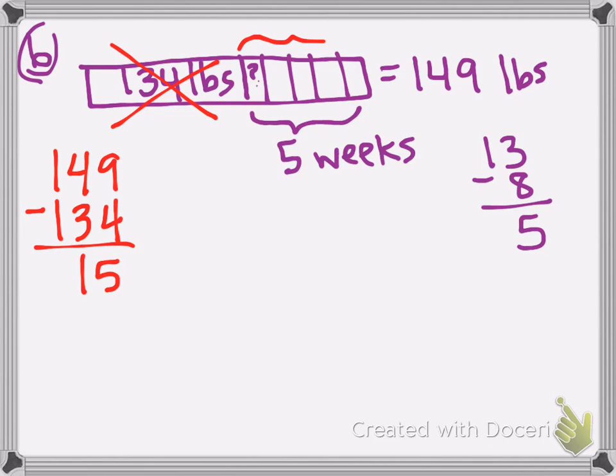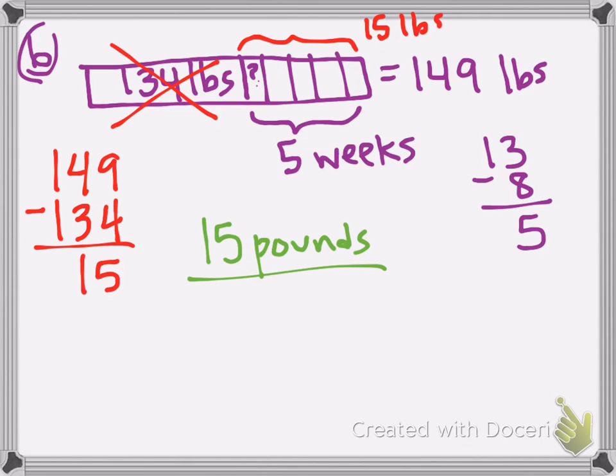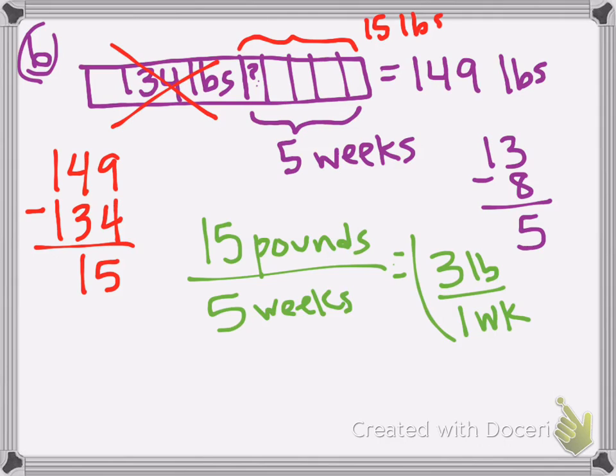So all of this right here counts for 15 pounds. How do I figure out how much that is in 1 week? We divide. So I get 15 pounds divided by 5 weeks. And we get 3 pounds per week. I'm running out of room here. That's our answer. Oh, that's smart.